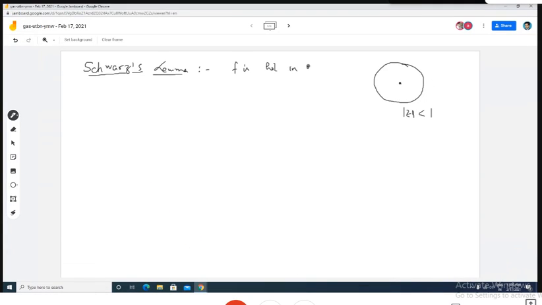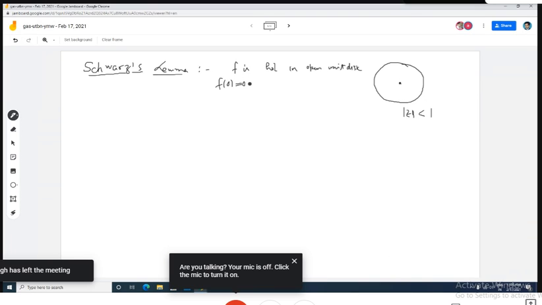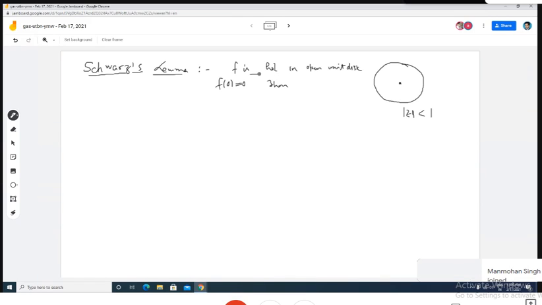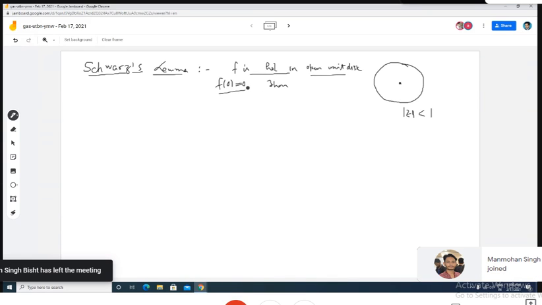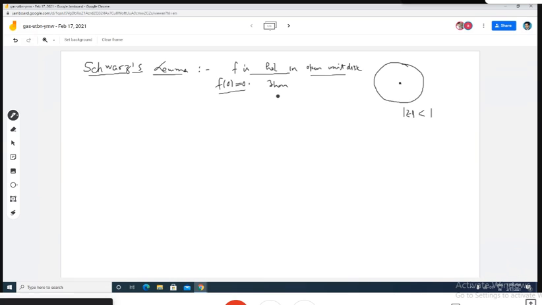So if f is a map from the open unit disk such that it sends 0 to 0, that is, 0 is a fixed point of this holomorphic function, right? Then, in the hypothesis you only require that it should be holomorphic in the open unit disk, and it sends origin to origin. Then this modulus of f(z) is less than or equal to modulus of z.